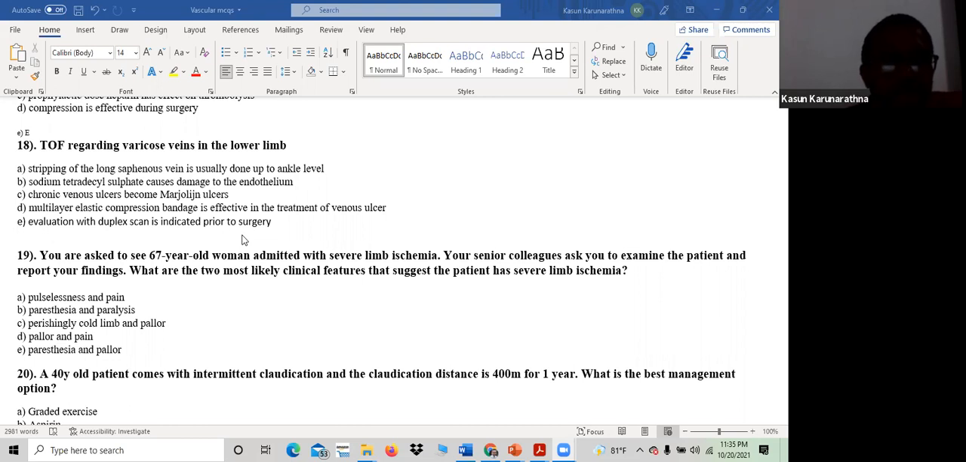Evaluation with duplex scan is indicated prior to surgery. That is true because you can't just do a blind surgery. Right? For you to plan the intervention, you should do the imaging.